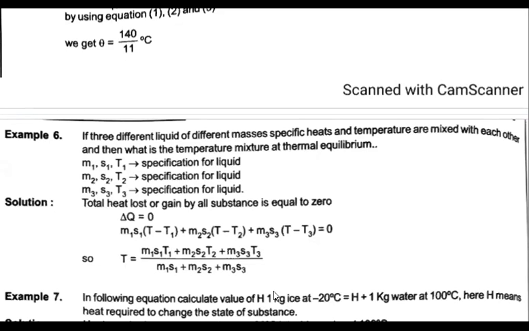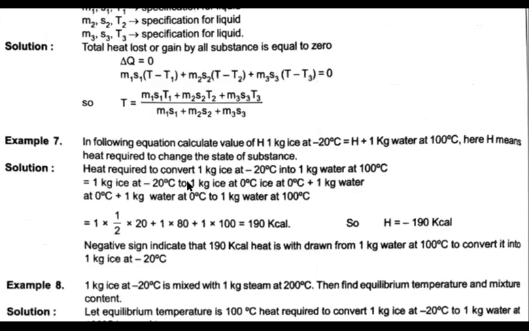So in this, you have to find the value of H for 1 kg of ice at minus 20 centigrade to 1 kg of water at 100 centigrade, which means the heat required to change the state of the substance. Just put it in, and you will get the answer as minus 190 kilocalorie. Yes or no?